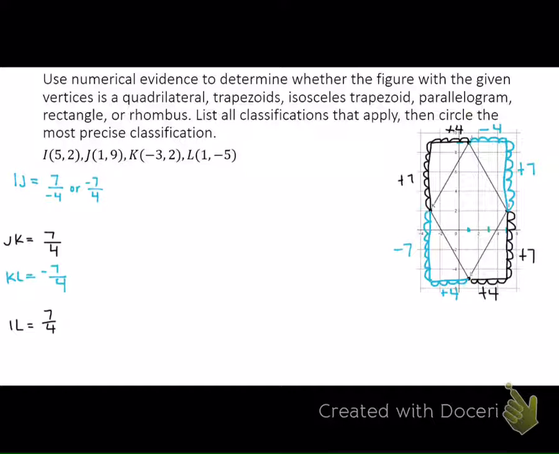All right. How many opposite sides do I have that are parallel? 2. I have 2 sets of opposite sides parallel. So is that a trapezoid or a parallelogram? Parallelogram. So I so far have a quadrilateral and a parallelogram. So then I have to check the diagonals.